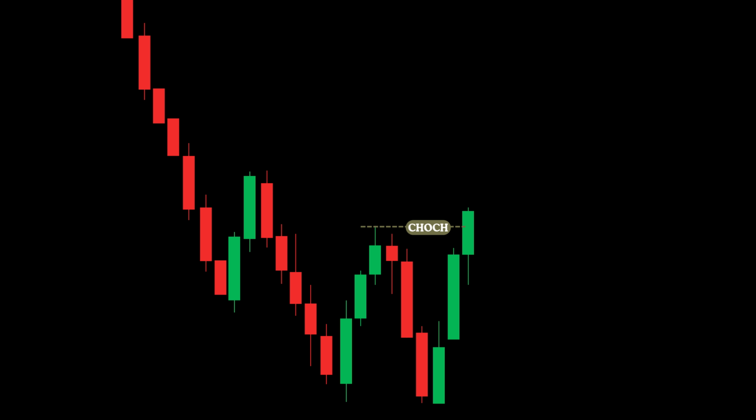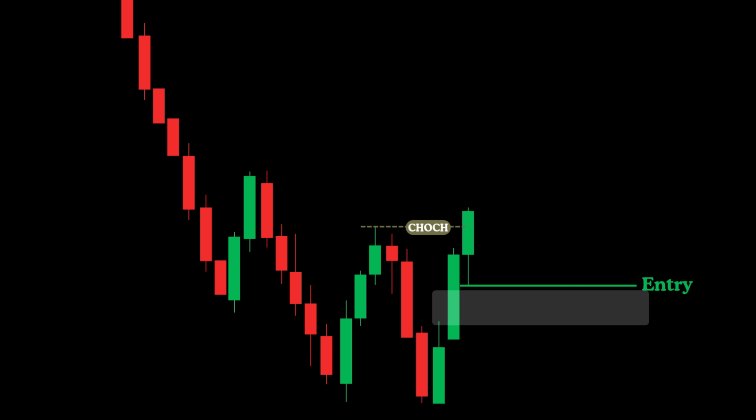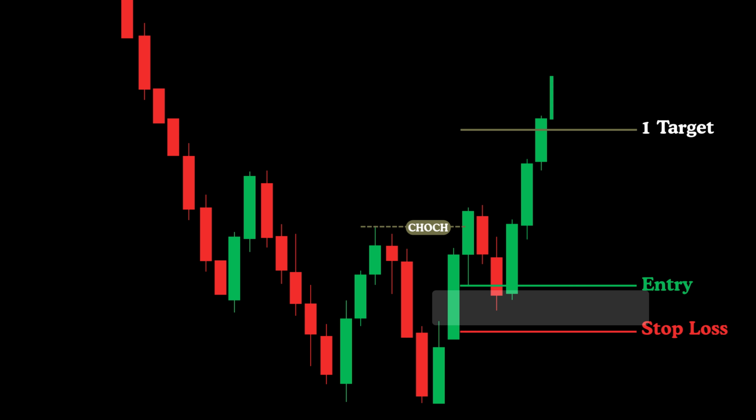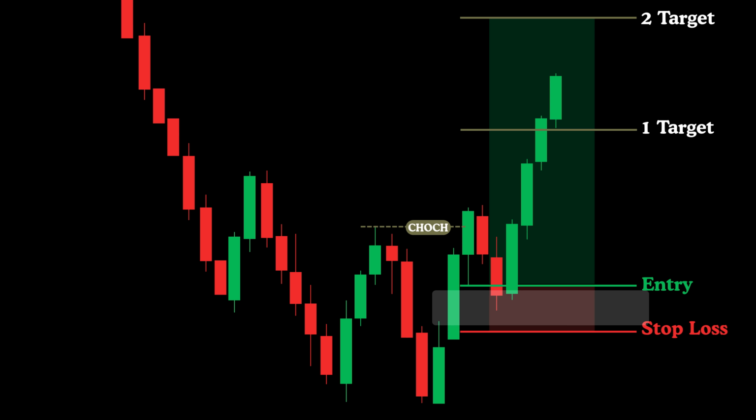After spotting the change of character, we locate a fair value gap that offers the most precise entry. The entry plan is straightforward. Place a buy limit at the start of the fair value gap. Our stop loss will remain below the fair value gap. Move to break even once the first target, a 1-to-2 risk to reward ratio, is achieved. Our final target will be the swing high on the next higher time frame.